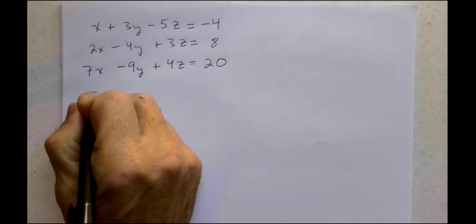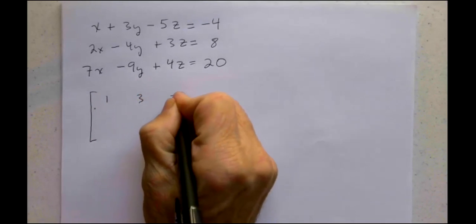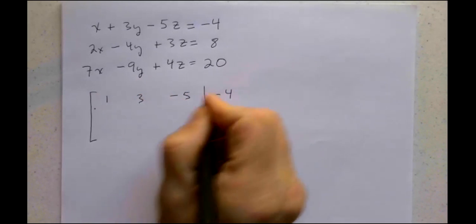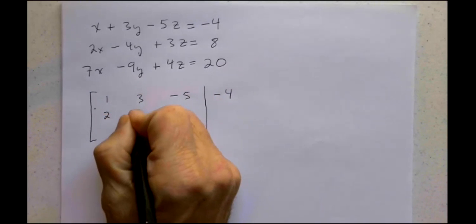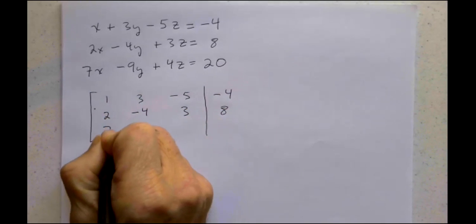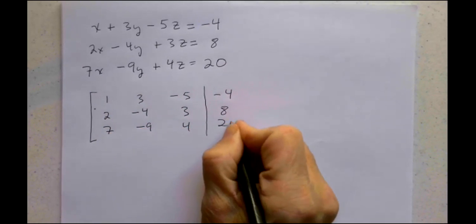Matrix form. So we have 1, 3, -5, -4, 2, -4, 3, 8, 7, -9, 4, 20.